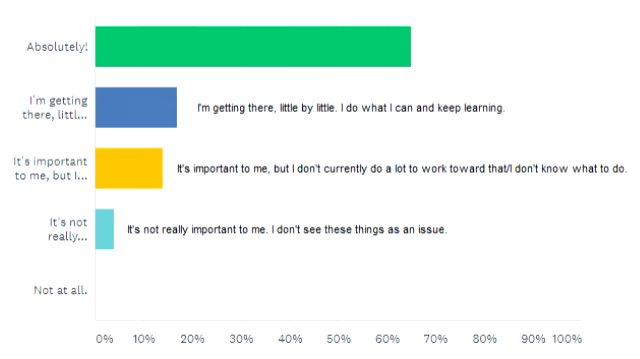Somewhere around 13-14% said, it's important to me, but I don't currently do a lot to work toward that, or I don't know what to do. So these are people maybe who would like to be doing something but just don't really know what to do yet, or haven't done a lot of research into what they can be doing, but they care about it.